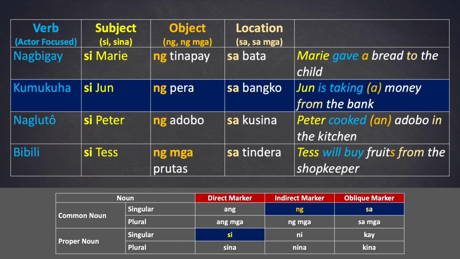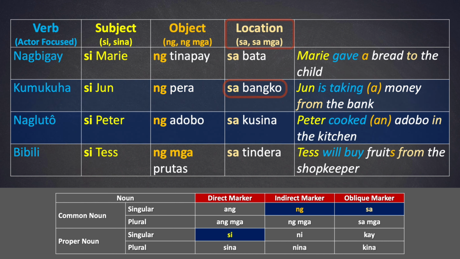Kumukuha si June ng pera sa bangko. June is taking money from the bank. We have learned that location can be a physical location or a person, the target of the verb and where the object is directed. Think of it as the prepositional phrase in English.